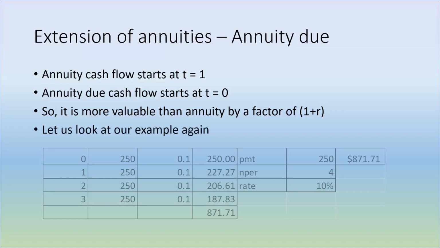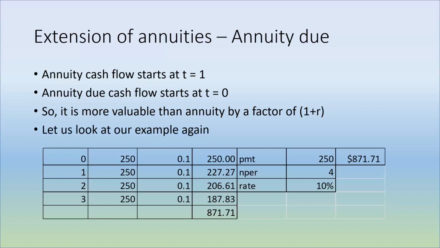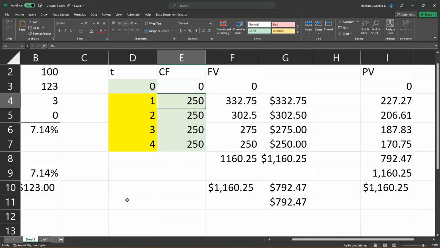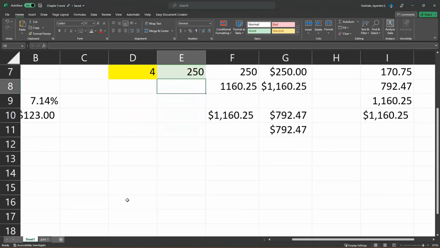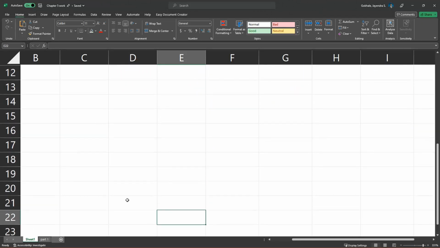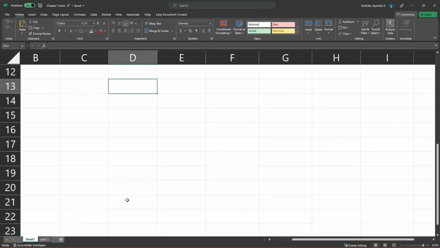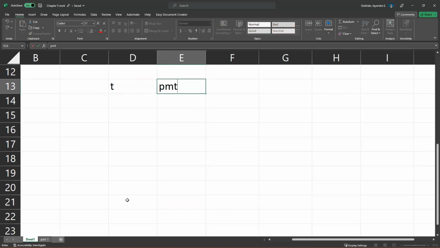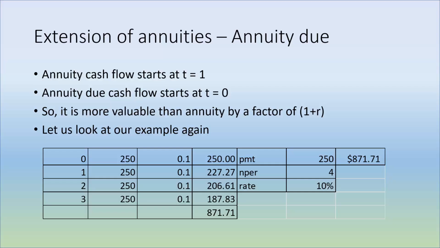So let's look at our example again. Now in this example we have 4 cash flows of 250, but instead of being available at t equals 1, the first $250 is now available right away, and the fourth $250 is available at the end of period 3. So to see that, let's just hide all this now. Let's just create a new set of cash flows right here. So this is time, this is the payment, and then what do we need to find out? Present value?